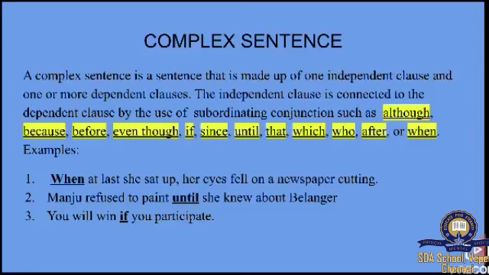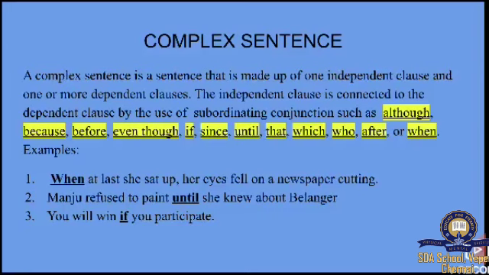We know that a dependent clause cannot give a meaningful sentence, so it has to depend on the independent clause. But it can't happen alone. So the subordinating conjunctions help the dependent clause and the independent clause to get connected. So let's look at the examples. When at last she gave up, her eyes fell on a newspaper cutting.